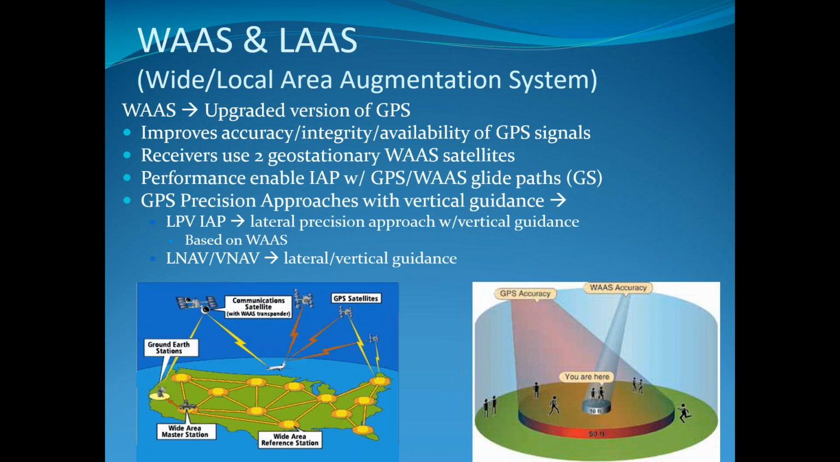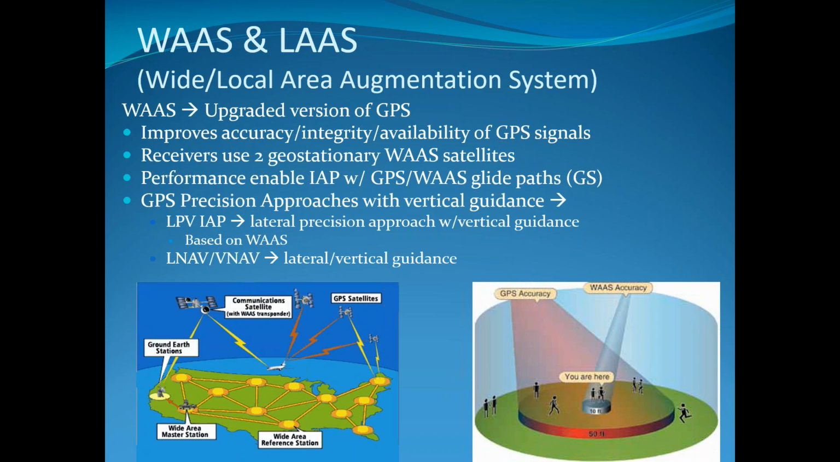Receivers use two geostationary WAAS satellites. Performance enables instrument approach procedures with GPS WAAS glide paths, GPS precision approaches with vertical guidance. It'll give you lateral precision approach with vertical guidance. A lot of this stuff you probably don't know what it means yet, but you will.